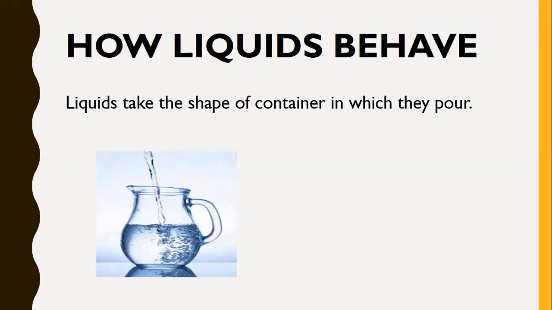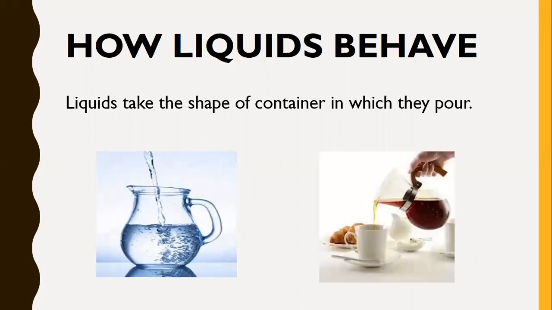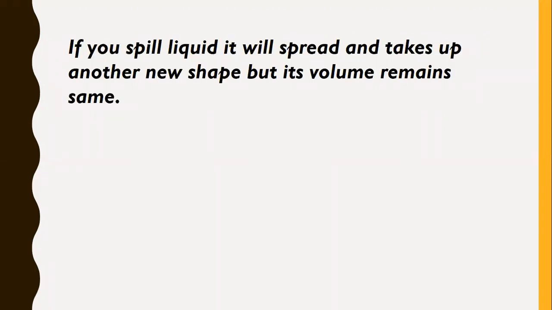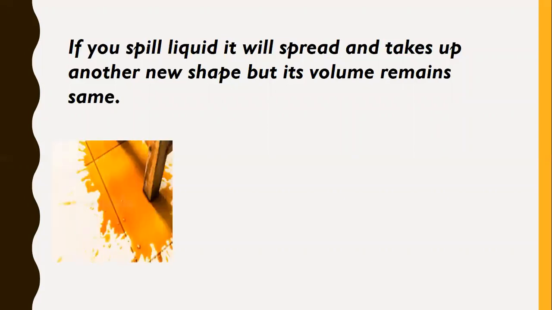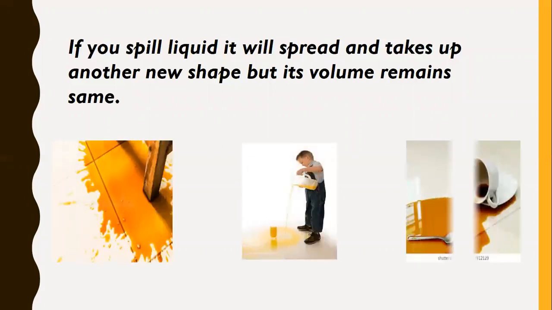Like you can see in this picture that liquids are taking the shape of the container in which they are being poured. If you spill liquid, it will spread and take up another new shape, but its volume remains the same. Like in this picture, if some liquid is spilled on the floor, it takes another shape, but its volume remains the same.